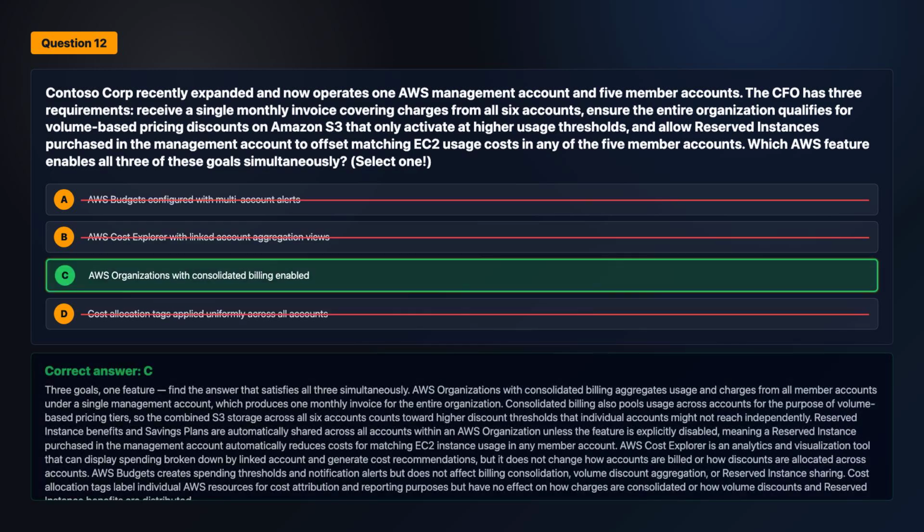The correct answer is option C. 3 goals, 1 feature. Find the answer that satisfies all 3 simultaneously. AWS Organizations with consolidated billing aggregates usage and charges from all member accounts under a single management account, which produces 1 monthly invoice for the entire organization.